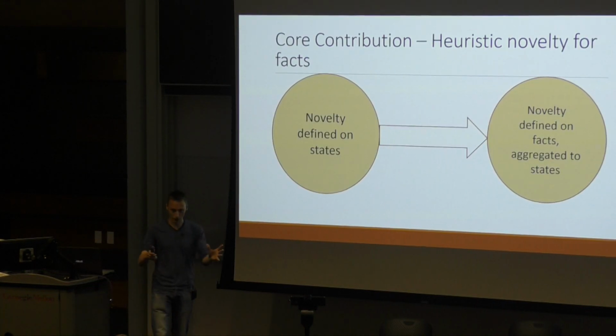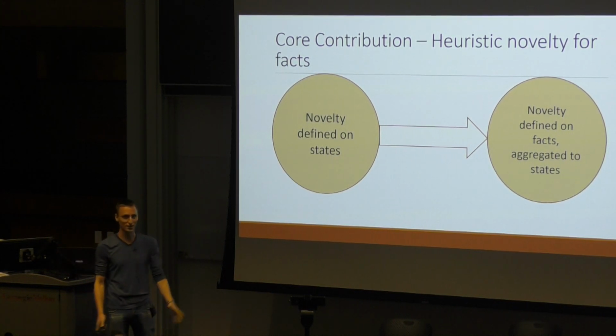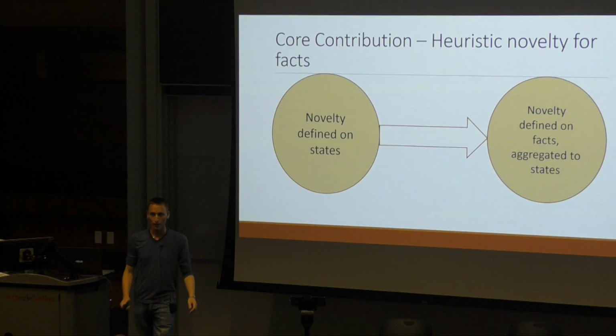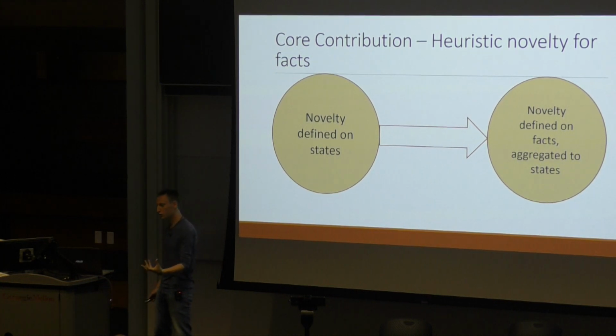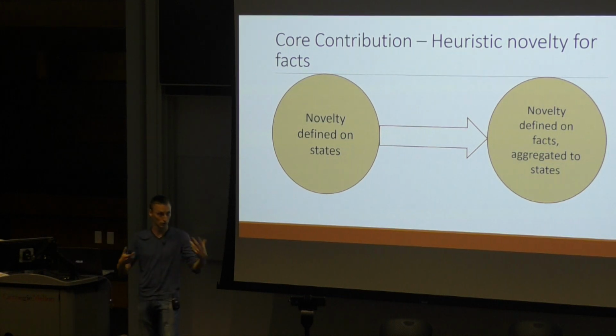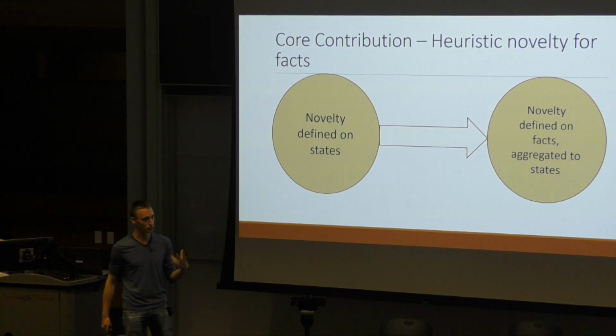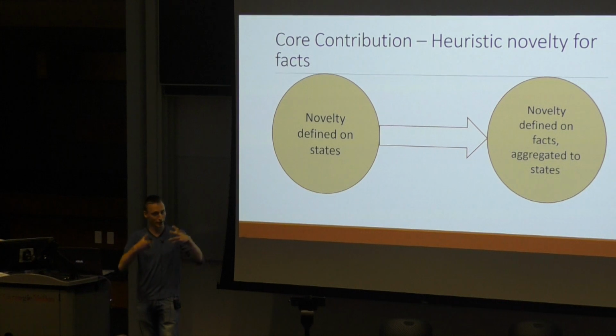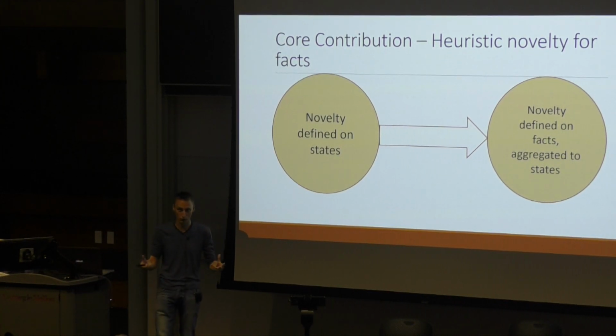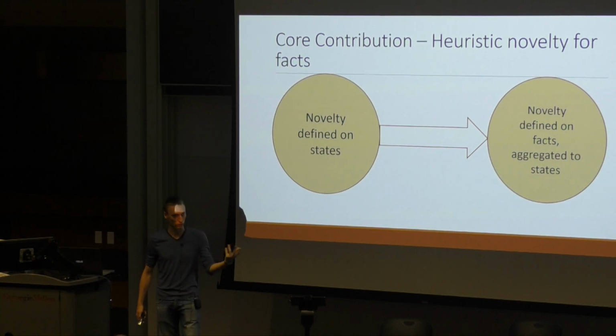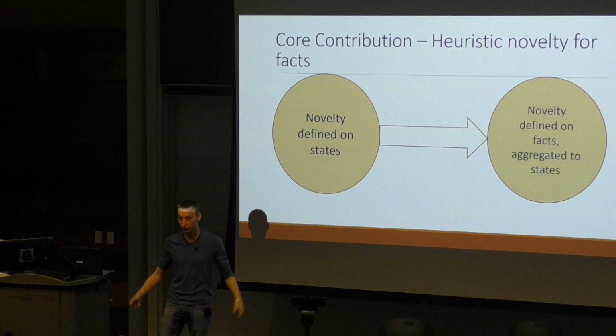Previously, novelty was defined on states, right? So you've got some states that are novel and some states that are not novel. And what we want to do here is to define novelty on a fact, on a single fact rather than on a whole state. And then what we want to do is to aggregate those novelties for facts somehow to determine whether the state is novel or not novel. So how do we do that?